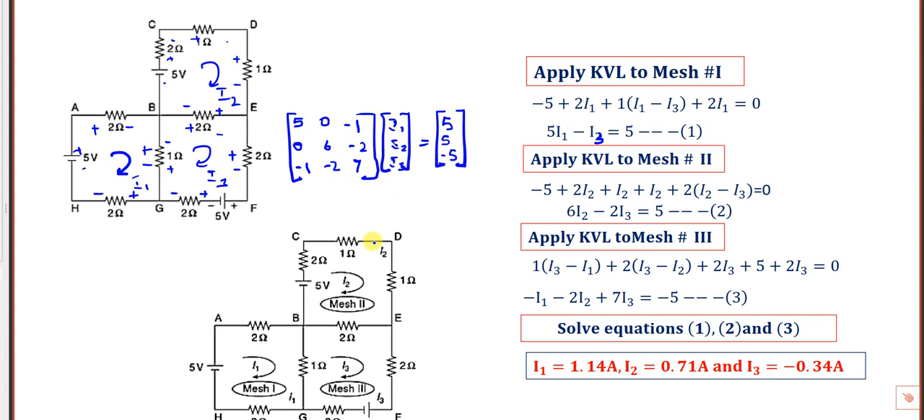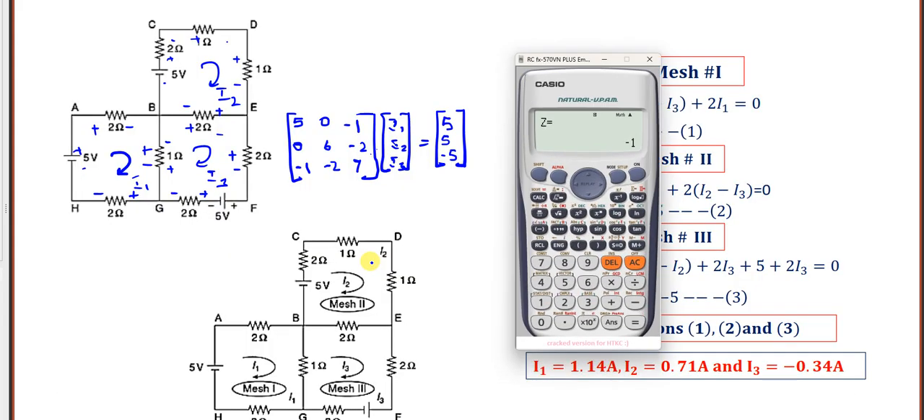You can write this by the inspection method. Because there are marks for these three equations, you should show them. Equation 1: 5 I1 minus 0 I2 minus 1 I3 is equal to 5. Equation 2: 0 I1 plus 6 I2 minus 2 I3 is equal to 5. Equation 3: minus I1 minus 2 I2 plus 7 I3 is equal to minus 5. There are marks for writing KVL also. After that you can solve using the calculator, three unknown variables.